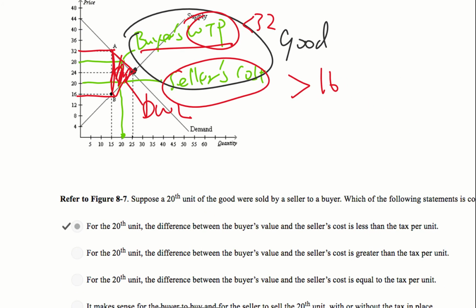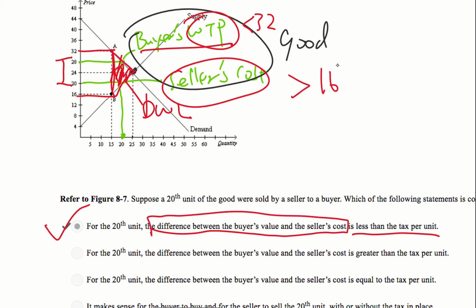All right, so let's go over our question. So first, for the 20th unit, the difference between the buyer's value and the seller's cost is less than the tax per unit. This one will be true, because between 28 and 20, the difference between the buyer's value and the seller's cost is less than how much our tax is, right? So tax is $16, and that value is only about $8. So this statement is true.